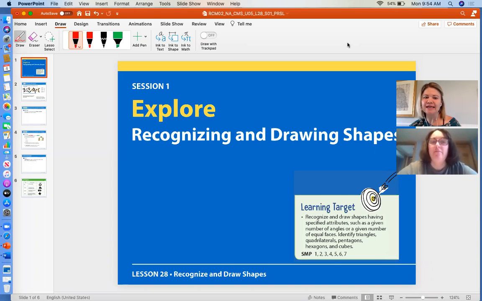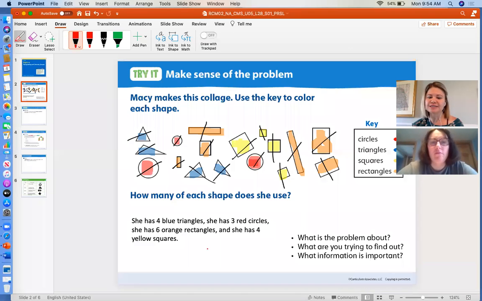We are starting a new unit today, and in this unit, we're going to be discussing shapes. So today, in session 1 on lesson 28, we are going to be recognizing and then drawing our shapes. So Mrs. Walker and I have already done number 1 for you. We're just going to talk you through our work, okay?